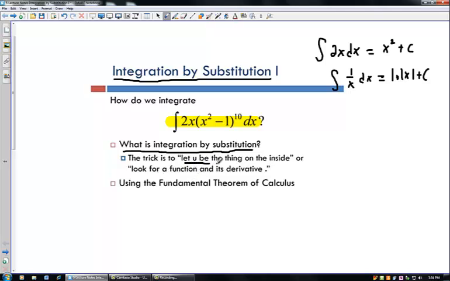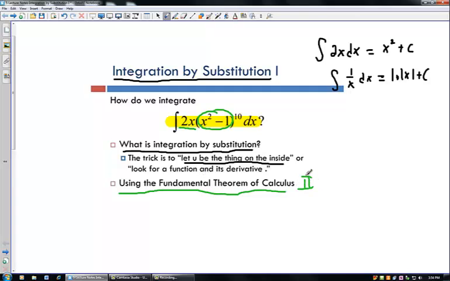So we're going to start with this idea: do you see something on the inside? And so hopefully when you look at this function, you say, yeah, x squared minus 1 is on the inside. And if you think about x squared minus 1, you'll see that the derivative of that is 2x. And so that's going to help us solve this integral. And then tomorrow, in the next lecture, we'll talk about using the fundamental theorem of calculus along with integration by substitution. But we'll save that for part 2.